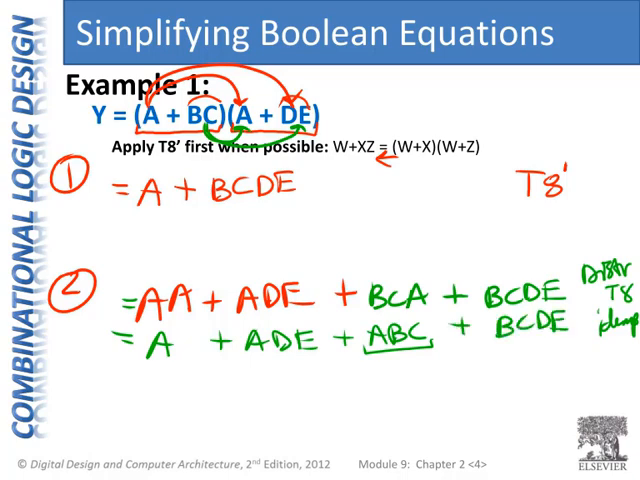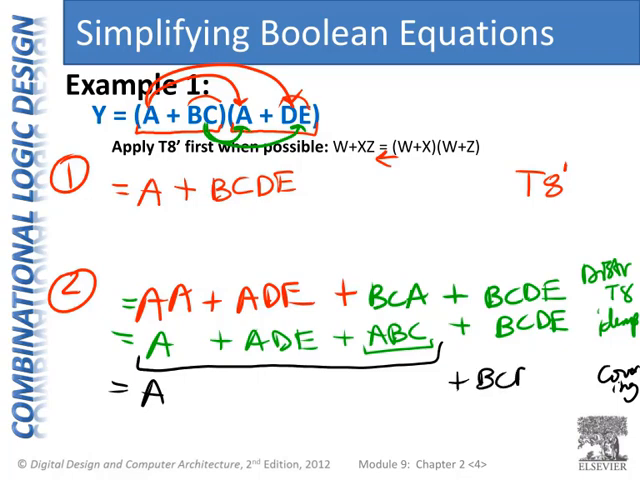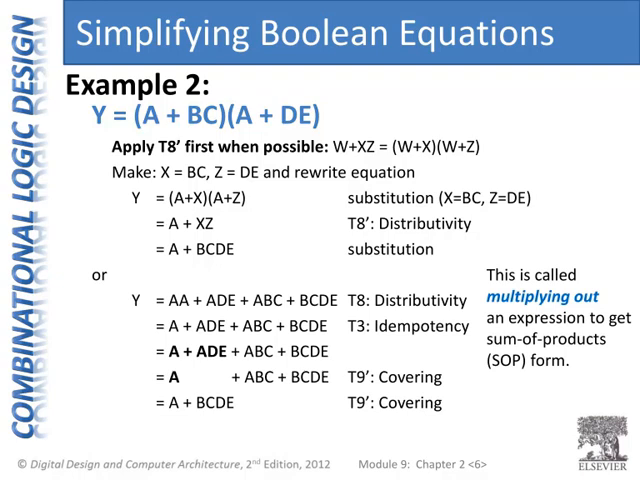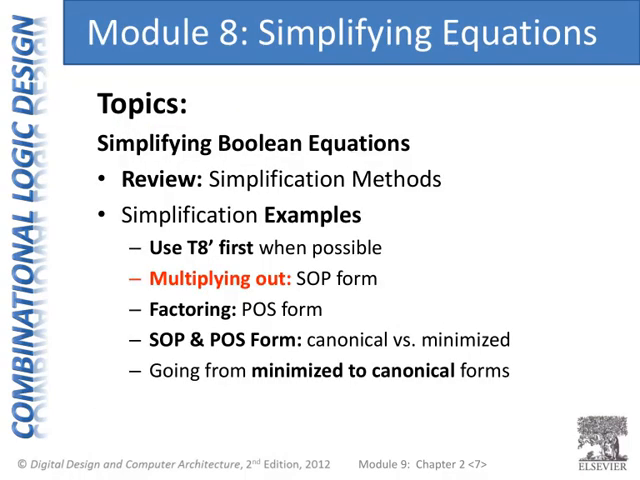And now we're going to use covering. A or A and something is just A, covering, or BCDE. And we end up at the same place. So here we show that we end up at the same place, but more steps, more terms. The second method, again, is called multiplying out. So let's talk a little bit more about this method of multiplying out.